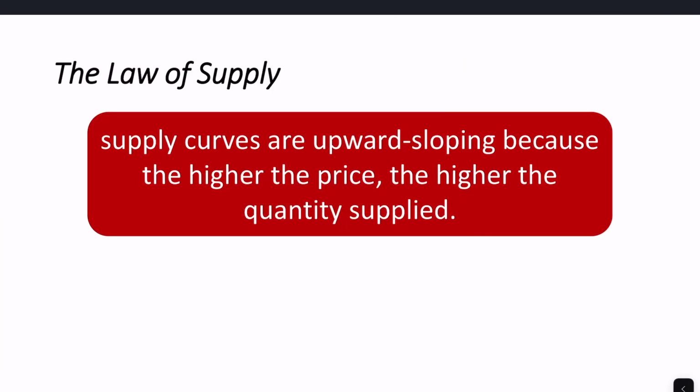And since they're always upward sloping, we're going to call that the law of supply. This is where supply curves are upward sloping because the higher the price, the higher the quantity supplied. So you can think of this as: if price goes up, then quantity goes up. If price goes down, then quantity goes down. So they're moving in the same direction. This is the opposite of demand, where price and quantity move in opposite directions.